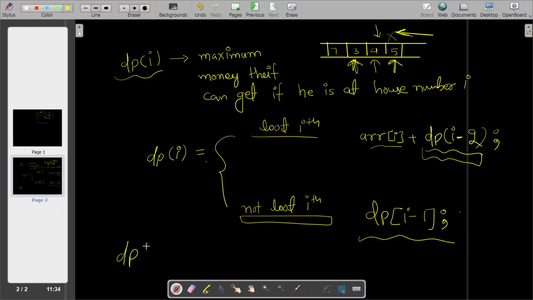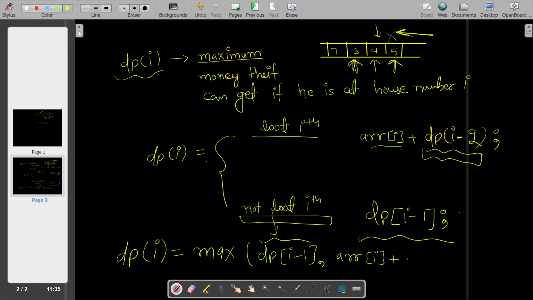The transition will be nothing but dp of I equal to the maximum. As we are finding the maximum money we want, so maximum of dp of I minus 1. This is the scenario where we are not looting I, and ARR of I plus dp of I minus 2 if you loot the money from the ith house. So this is the second case. We are taking the maximum from both cases. Okay, this is the basic approach I have told you.